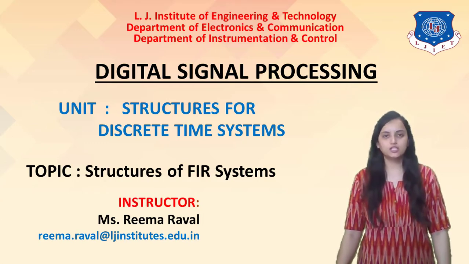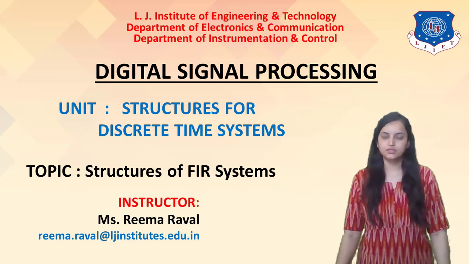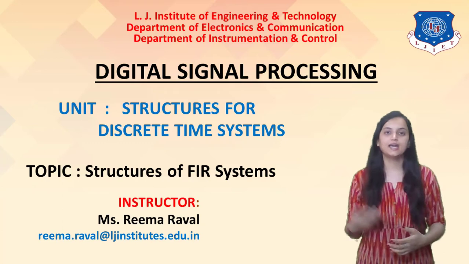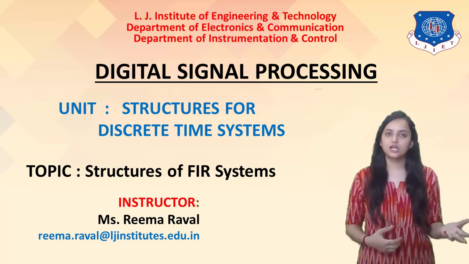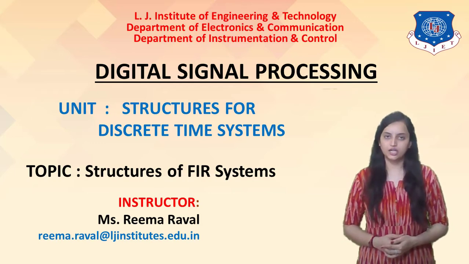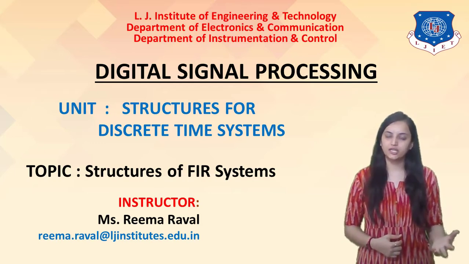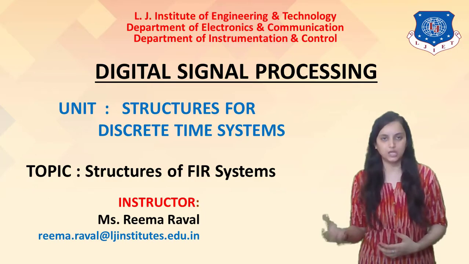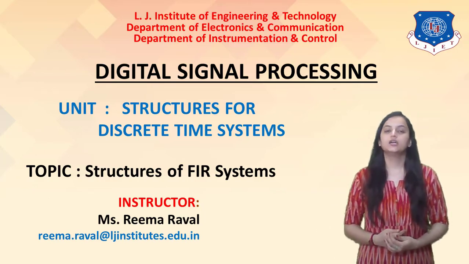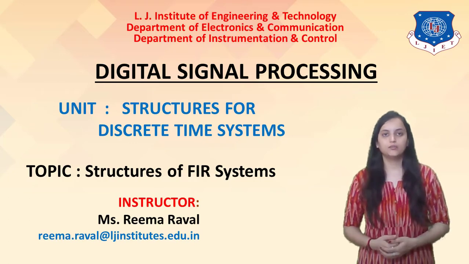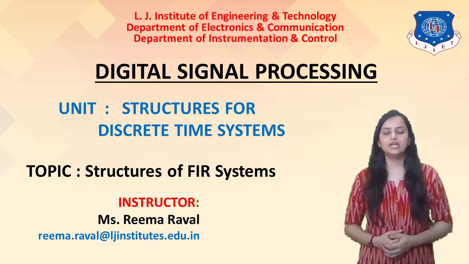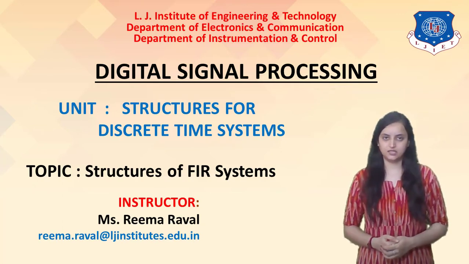Now we have seen different structures based on IIR systems that included IIR systems using direct form 1 structure, direct form 2 structure, cascaded structure and parallel form structure. We have seen the examples of these structures, how to obtain this structure realization using the system difference equations. So in the previous sessions we have seen the examples to realize any structure based on IIR systems. Now in this session we are going to see the structures of FIR systems.